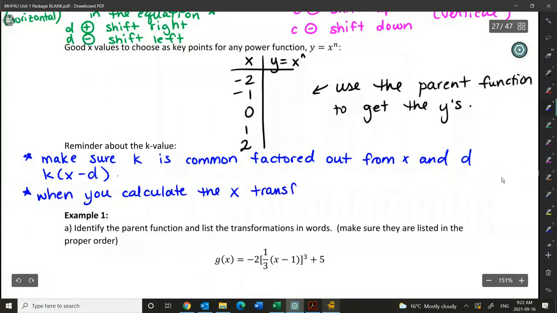Trent? How do you determine if it's a k or an a? You will see the k included in brackets with the exponent on it. If it's an a, it won't be included inside that exponent. Does that make sense?